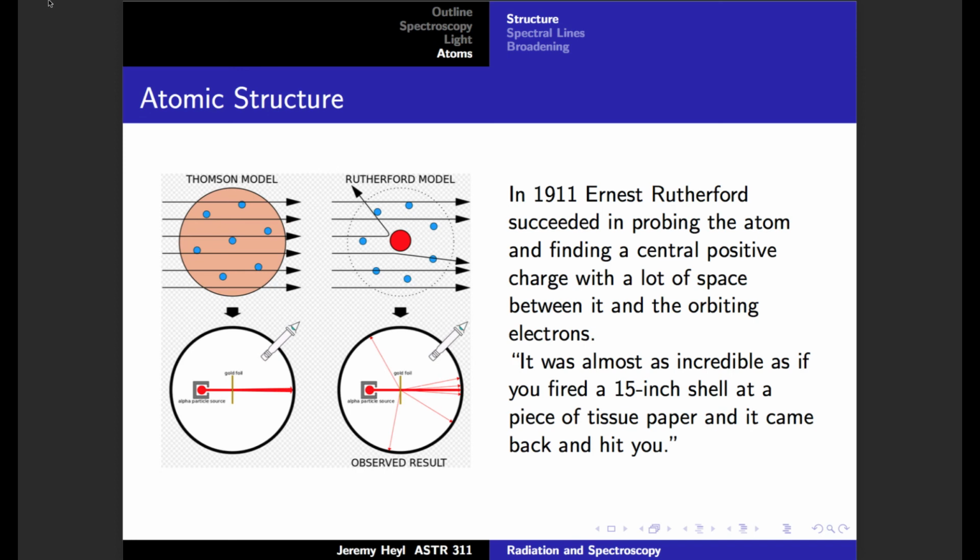So this was the metaphor he used. It was as if you fired a 15-inch shell at a piece of tissue paper and expected it to just pass through, and then it ricocheted back at you. There was no expectation that there'd be something so dense within the gold foil. And they came to the conclusion of what the nucleus looked like.